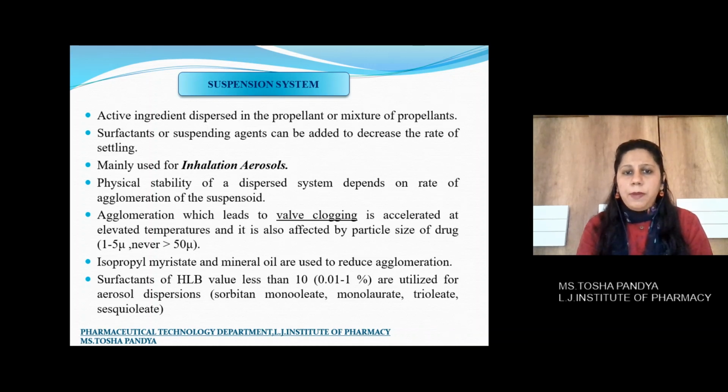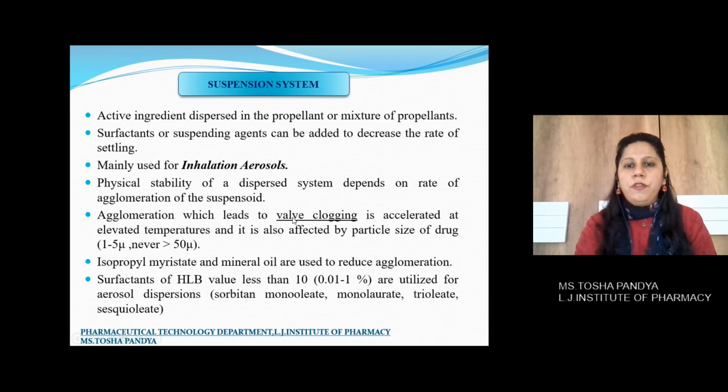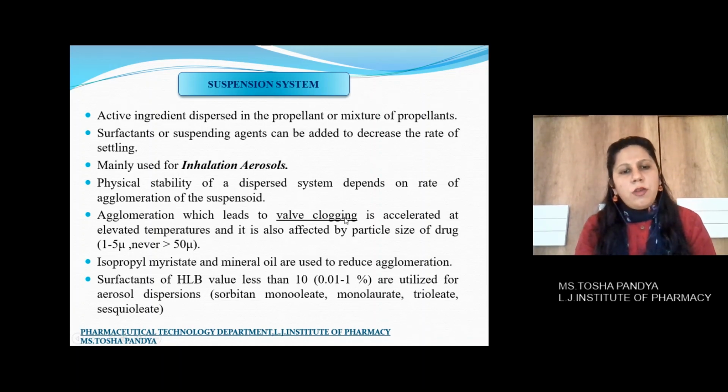The physical stability of this type of system depends on the rate of agglomeration, which is accelerated at elevated temperatures and also by the particle size. So agglomeration is a negative effect which will lead to valve clogging. Isopropyl myristate and mineral oil are used to reduce agglomeration. Surfactants of HLB value less than 10 in concentration of 0.01 to 1% are utilized for aerosol dispersions.